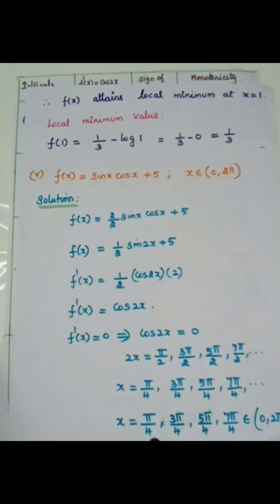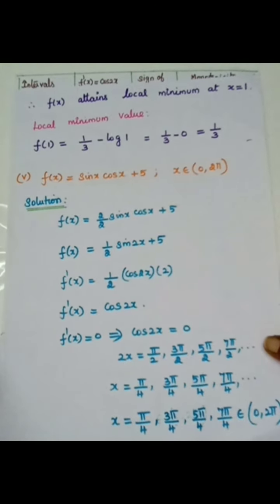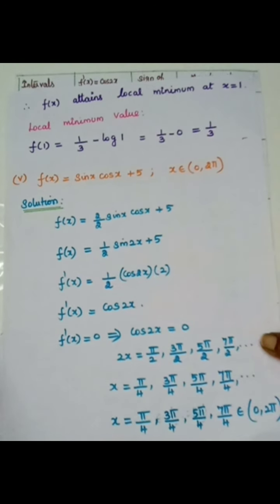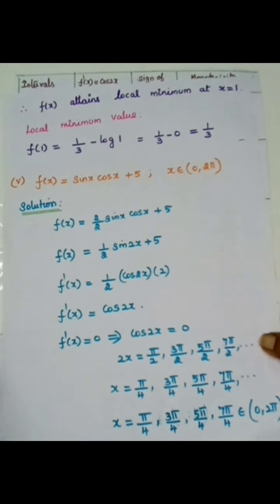So what are the values I'll take? Pi by 4, 3 pi by 4, 5 pi by 4, 7 pi by 4, 9 pi by 4 and all, it is above 360. So I'll stop at 7 pi by 4. These 4 values belong to the open interval 0 to 2 pi. Now what you have to do? These are the critical numbers. So we have to consider the intervals and check the values.